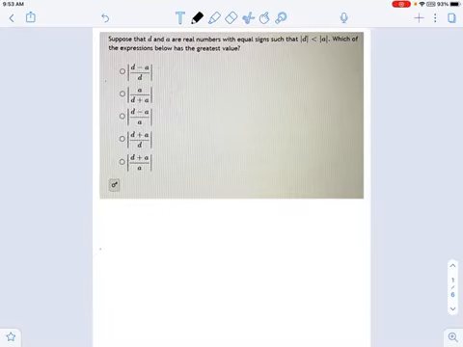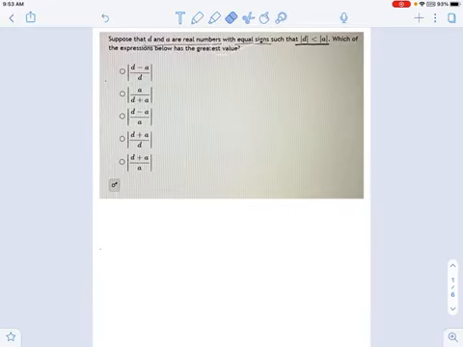This is an interesting interaction between absolute value symbols and fractions. And what it's asking is which one of these expressions has the greatest value? Well, what we're given is that D and A are real numbers. That's not very helpful. But they have equal signs. That is helpful. And furthermore, D is a smaller magnitude than A.